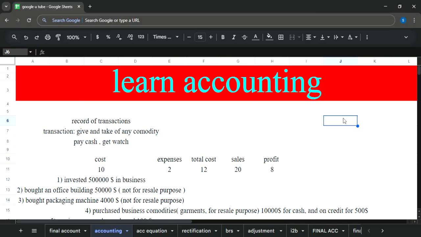Hey guys, hopefully everyone is doing well. Today's target is to understand the second part of this process of learning accounting.